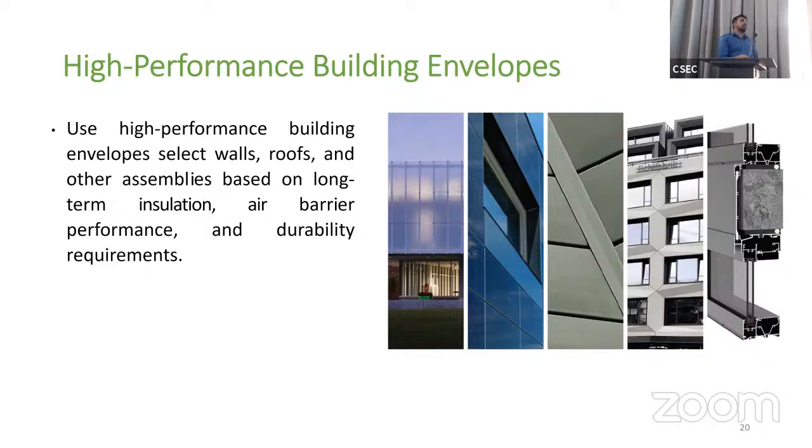Then I will go through some examples of the passive design strategies by using building envelopes such as walls, roofs, and windows with low U values. Then we can reduce the building cooling load, ultimately achieving high energy performance.